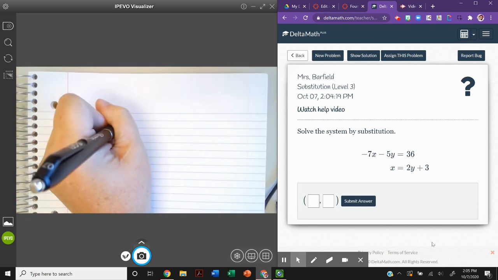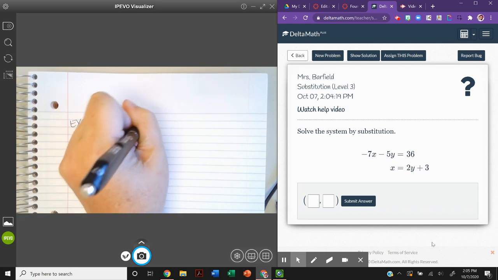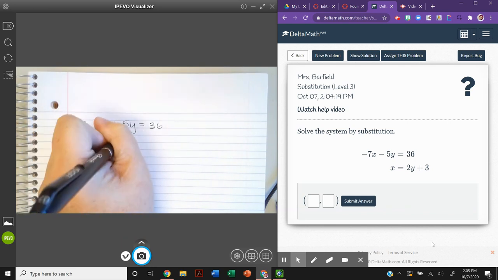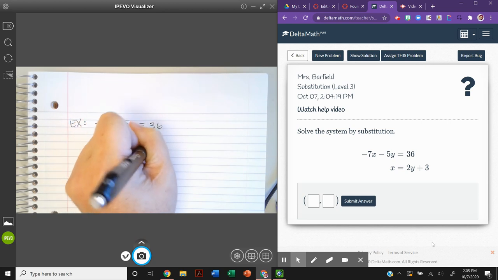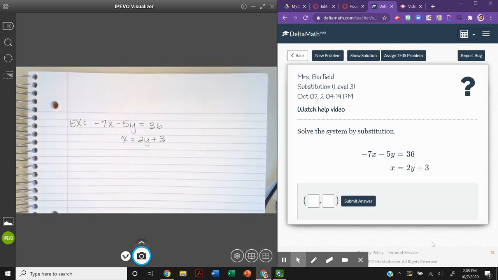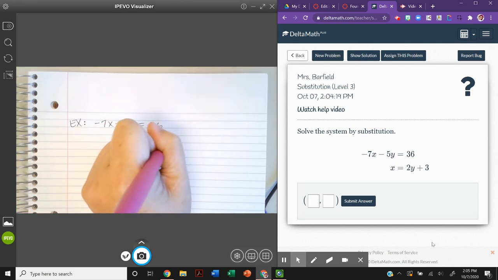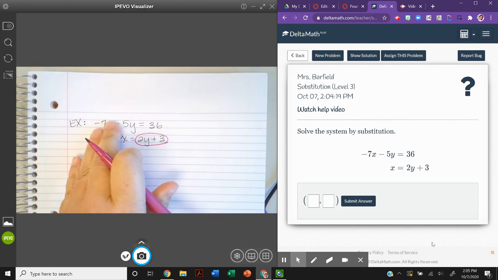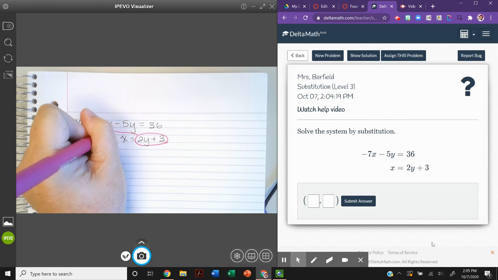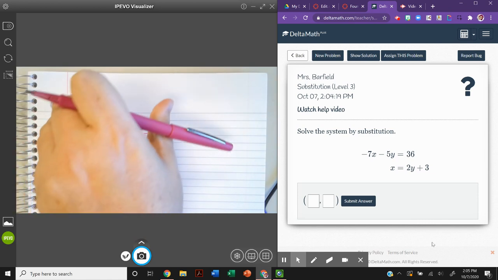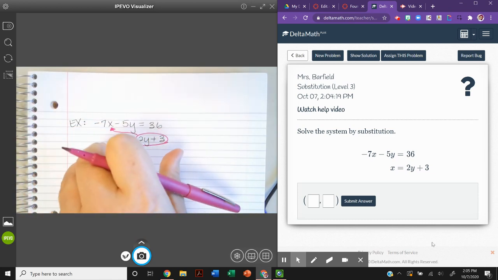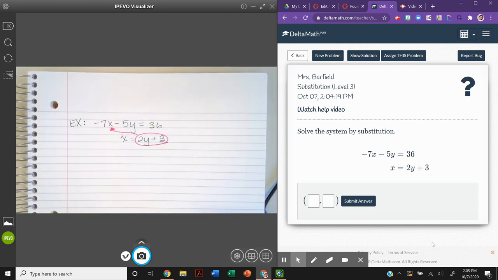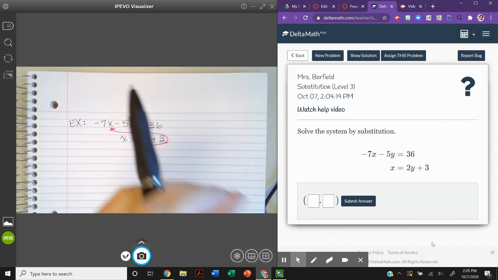So negative 7x minus 5y equals 36. And then I have x equals 2y plus 3. So that is the most logical one to plug back in to the first equation. Instead of always being the first equation plugged into the second equation, it can be the second equation plugged into the first equation. It doesn't matter. No one really cares. They just want you to substitute it correctly.